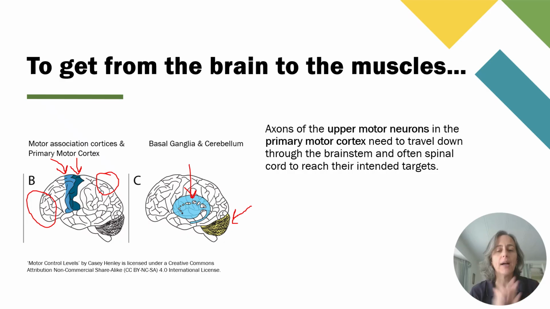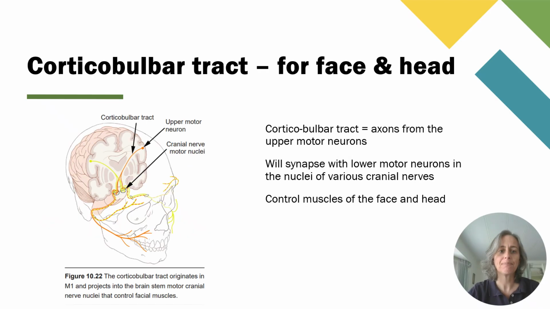So the primary motor cortex is where we're going to find the upper motor neurons. I mentioned that earlier. So the upper motor neurons are in the primary motor cortex, and then their axons have to travel down to whatever level of the body these movements are going to happen. So those axons are going to travel through either the brainstem or down through the spinal cord, depending on where we're headed. So let's take a look at those pathways.